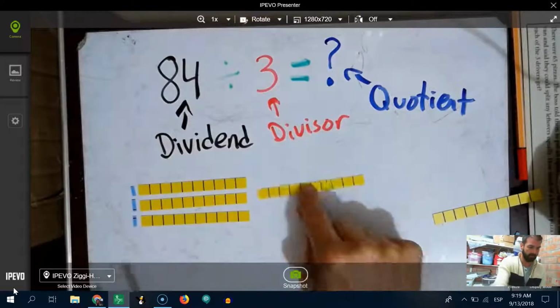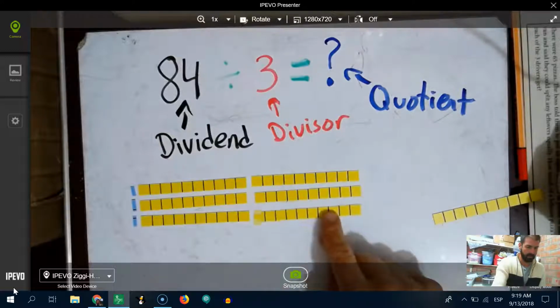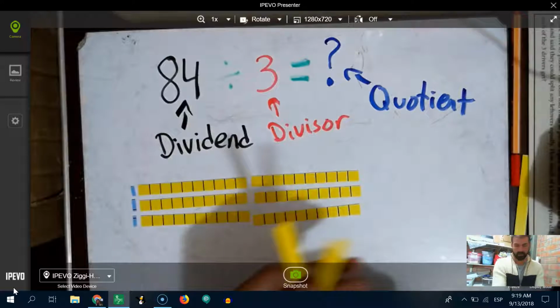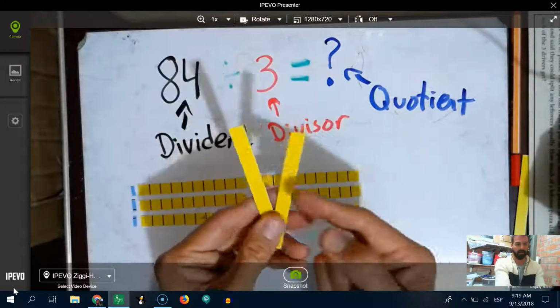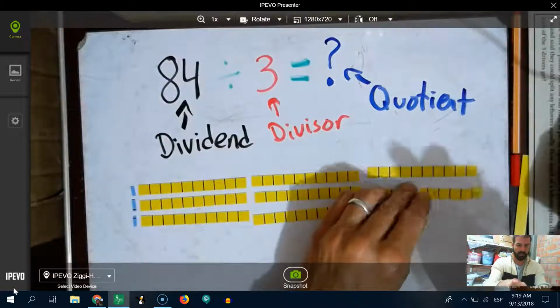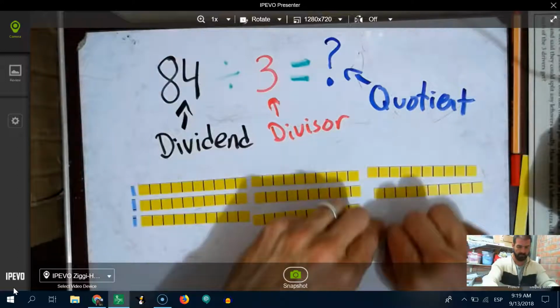I see another group of 3. 10, 20, 30. Okay, so that's 60. That's 6. So then I have 24 left. Okay. 60, 70, 80, 84. So, okay, I do 10, 10, and then 4, right? Is that what I do?